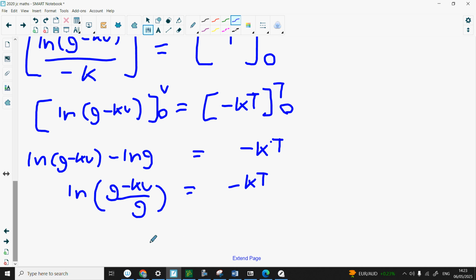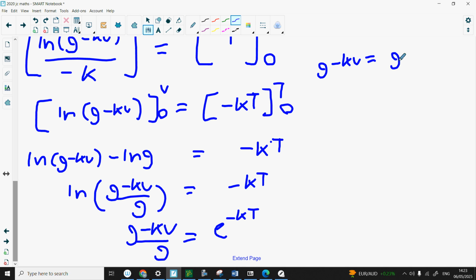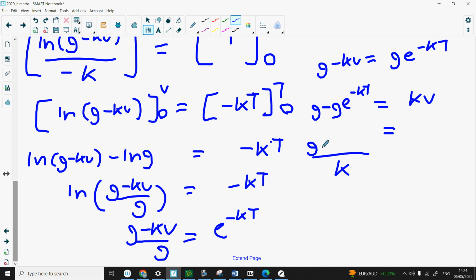Kick her up, yeah? So it's going to be g minus kv over g is e to the minus kt. Kick the g up. It's going to be g minus kv equals g e to the minus kt. And then put the kv here. That's going to be g minus g e to the minus kt. Send the k back down again, back from whence it came. And you're here.